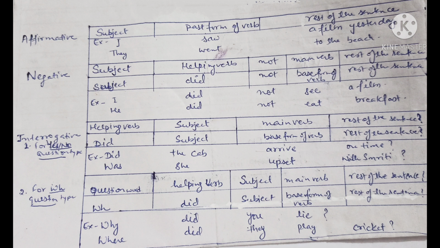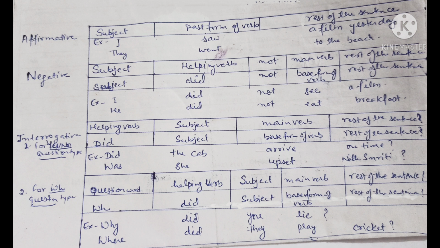It should be easy enough now that we have understood simple present tense, right? For an affirmative sentence, we use the subject first, then the past form of the verb, verb 2, then the rest of the sentence. For example, I saw a film yesterday. So, what is the base form of saw? First verb, verb 1, see, right? And it would change into its past form, saw, for an affirmative sentence in simple past tense. Okay? Another example, they went to the beach.